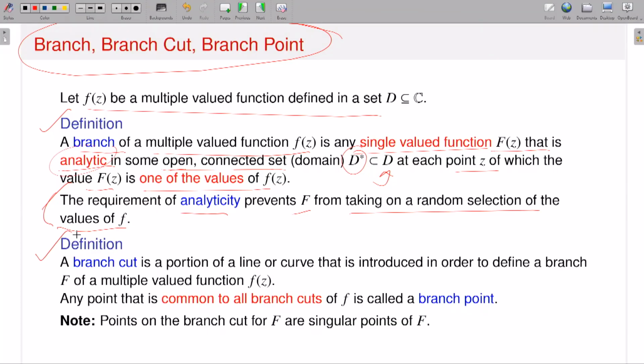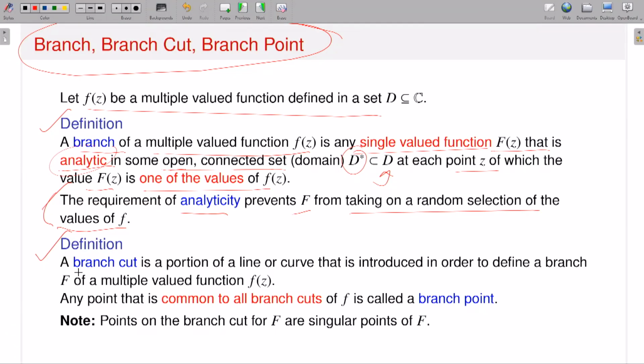Okay, so what is the branch cut? Now the branch is clear. Branch means from a multi-valued function we get a single valued function, and in some subdomain my function is analytic. That means in my subdomain I have to take out some portion of the domain, and there I can talk about the analyticity of my single valued function.